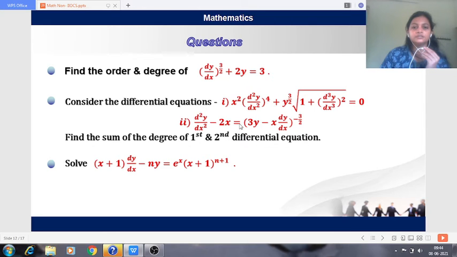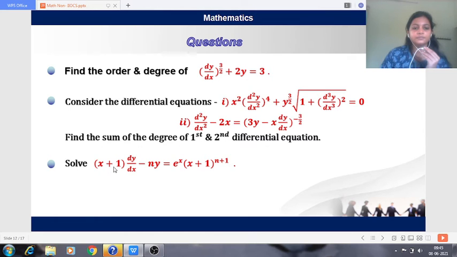Now the sum is 2 plus 2, that is, the degree of the first equation is 2 and the degree of the second equation is also 2. So the sum of the degrees is 4. Now come to the third question.